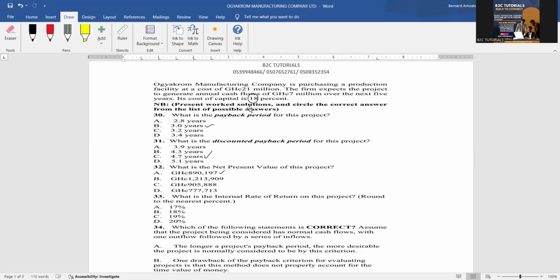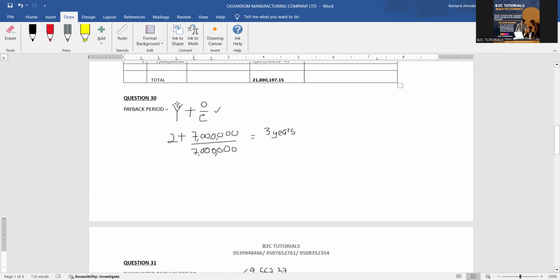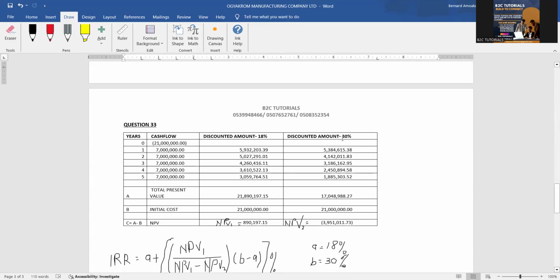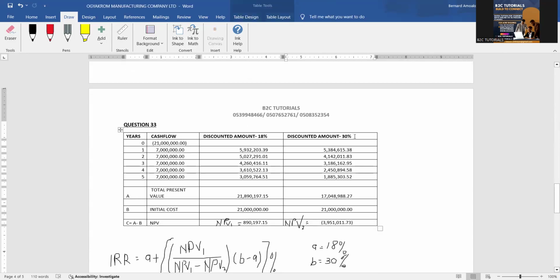You select something higher than that. That one will not be given to you in the question, so you need to assume that. So if you look at the solution, I assumed 30%. Any percentage you use will still arrive at the same answer. So I assumed 30%. And then, for the 18%, we have already dealt with the discounted amount. So you have to do the 30% to get the discounted amount.